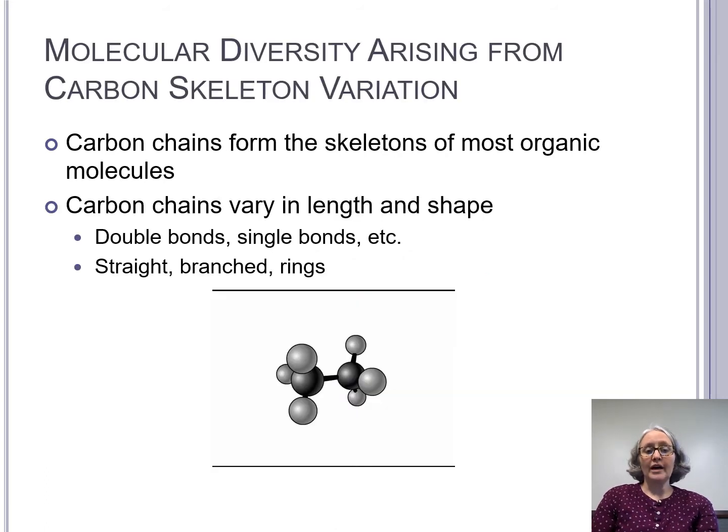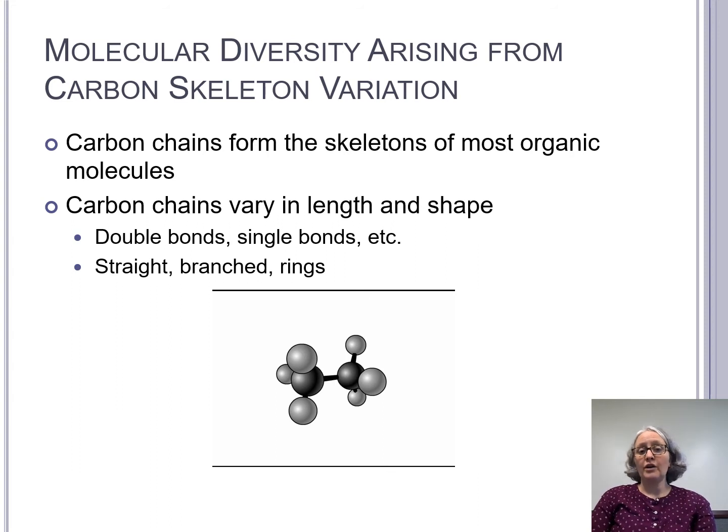Because carbon has that valence of 4, it's a very diverse molecule. It's able to form lots of different structures and shapes. What we find in biology is that carbon chains form what we call the skeletons of most organic molecules. So when we're talking about DNA or lipids or proteins, those molecules are going to be made up of carbon serving as sort of that backbone, and then other stuff stuck onto it.